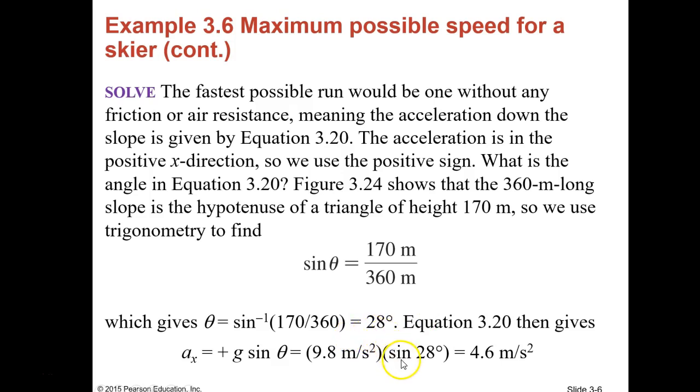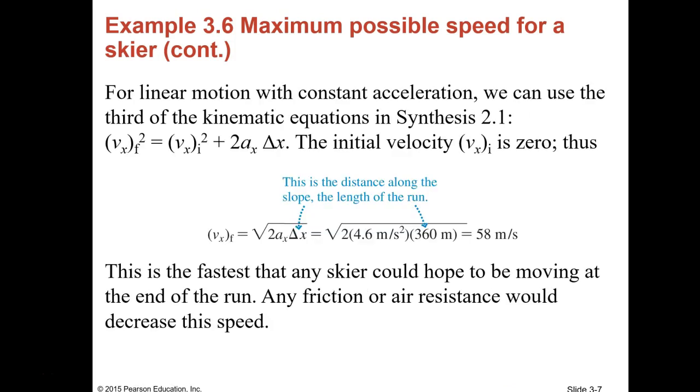Now we can figure out what the acceleration is down the ramp. We take the sine of our angle times g, because of this formula which was given to you at the beginning of this presentation. That'll get you your acceleration parallel to the ramp, which is 4.6 meters per second squared. So now we know the acceleration, and we know the distance, the length of the slope.